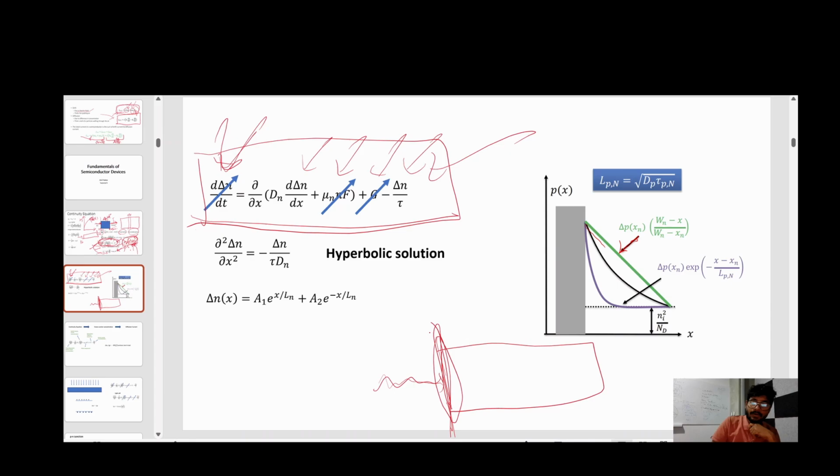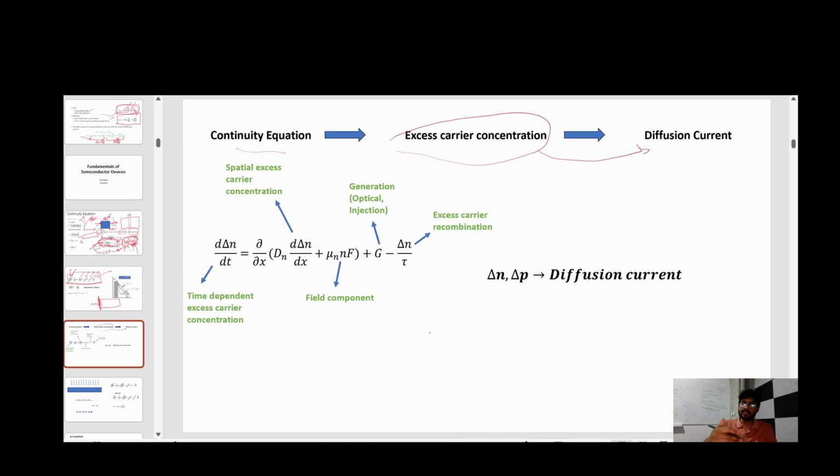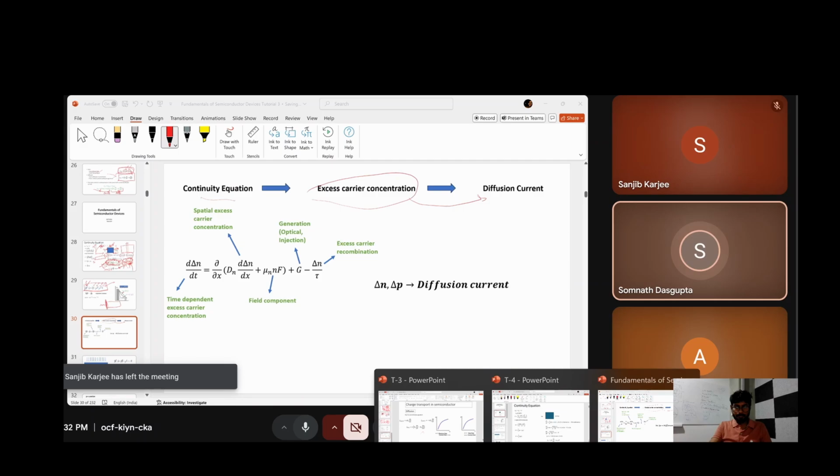With the continuity equation, what we are trying to find is some excess carrier concentration, and with the excess carrier concentration we can find the diffusion current, right? Because whatever excess carriers are there, they will diffuse from the higher concentration to the lower concentration. When they move from higher concentration to lower concentration, there will be some current associated with them. So, in conclusion, we can understand the excess carrier concentration inside the semiconductor, and for that, how much diffusion current is there.